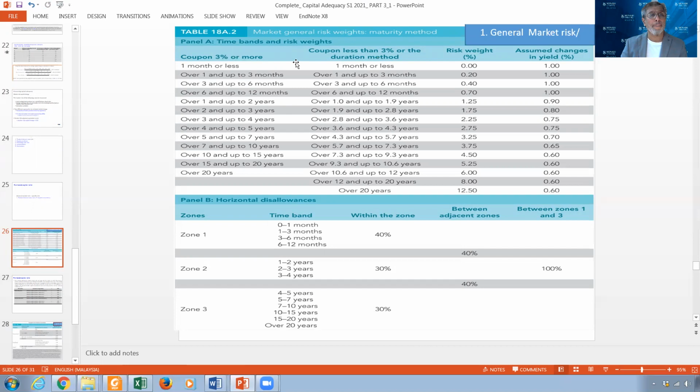So if you have 1 month or less, and this applies to less than 3 months, with a coupon of 3% of my assets or less.